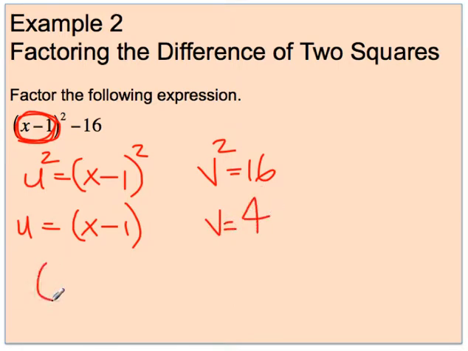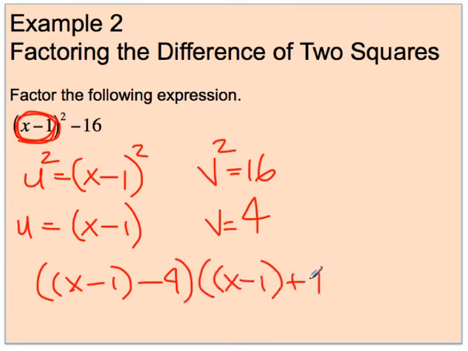So our final answer in this case is going to look a little funny. We have x minus 1 minus 4 times x minus 1 plus 4. So if we want to simplify this a little bit, we could say that this is x minus 5 times x plus 3.